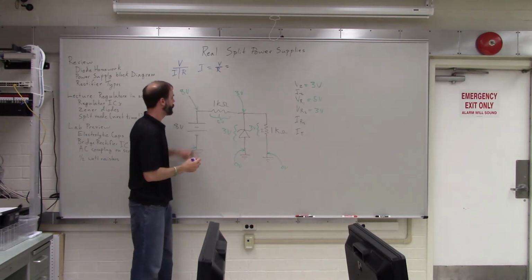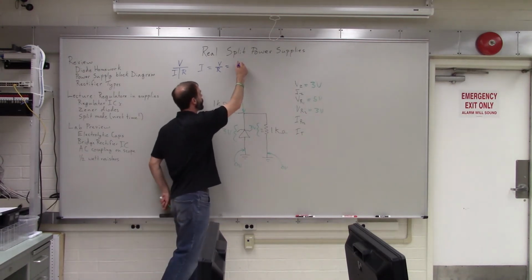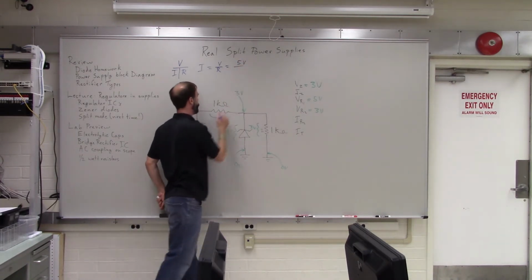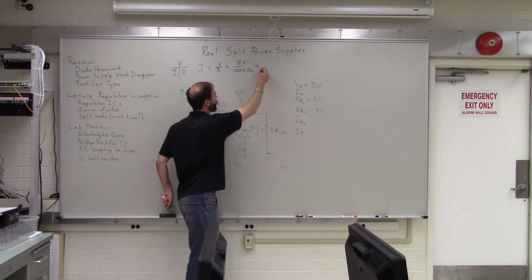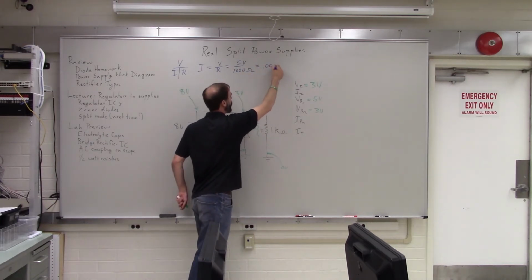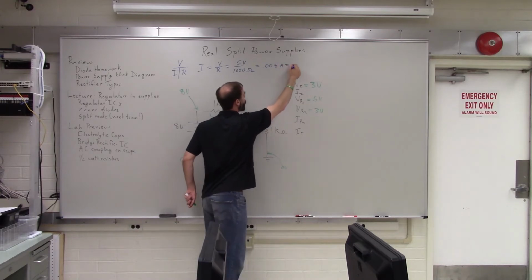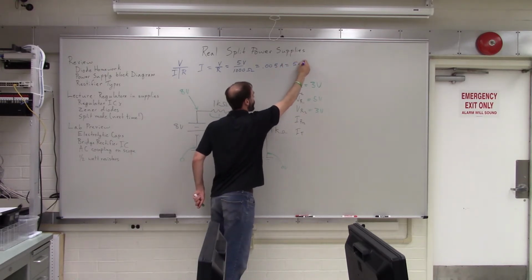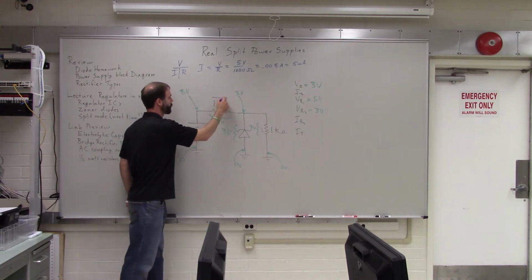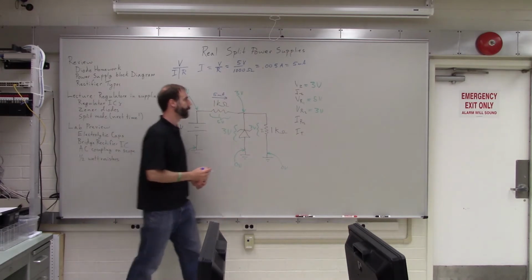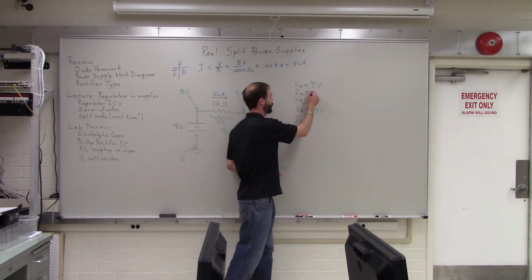So that is 5 volts over 1,000 ohms. That comes out to be 0.005 amps, or 5 milliamps, right? So we got 5 milliamps flowing through there, through the Zener diode.